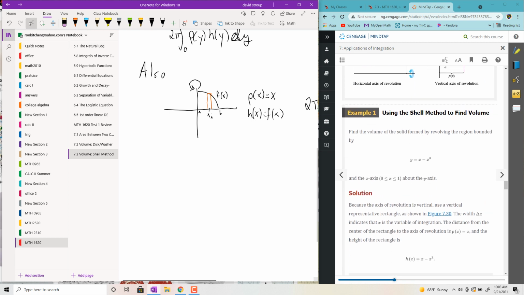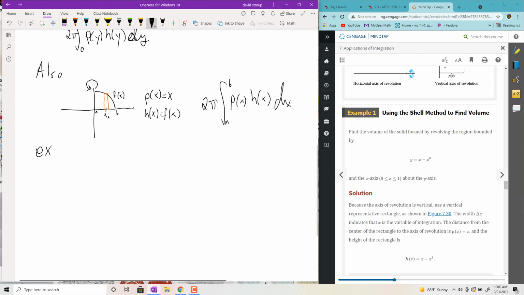Okay, so let's take a look at example 1 here in the book. They want you to find the volume of the solid formed by revolving this function, y equals x minus x cubed, and the x-axis about the y-axis. And we're going from 0, let's go to the axis. So let's get a picture going here. Let's see what we're dealing with.